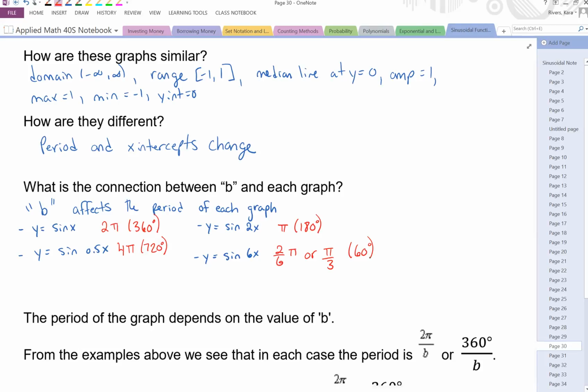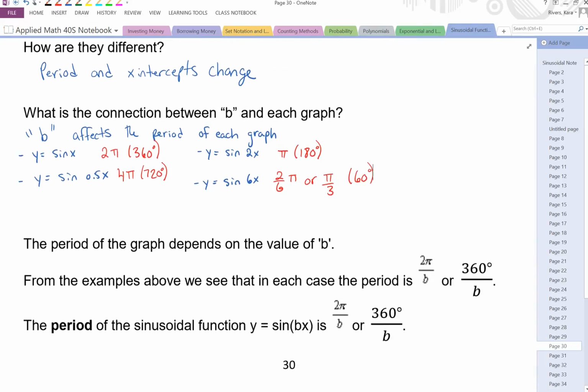Now, there is a formula we can see down here. It says the period of the graph depends on the value of b. From the examples above, we see that in each case, the period is 2 pi divided by b, or 360 divided by b. So that's if you're solving for the period. The period of a sinusoidal function, y equals sine of bx, is 2 pi over b, or 360 over b, which is the exact same thing that we just said. So that's the horizontal stretch. So you're squishing your graph, or you're stretching your graph, but you're not changing the amplitude.